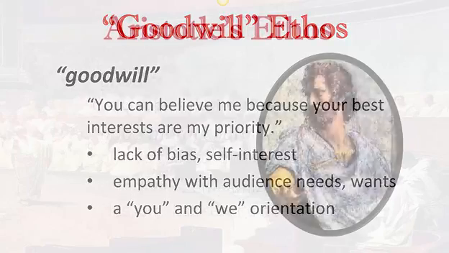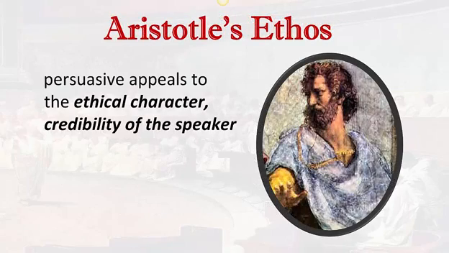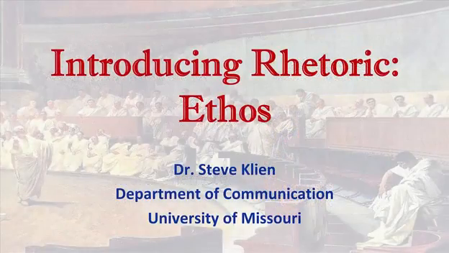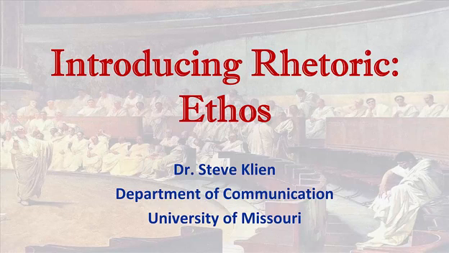So if we summarize Aristotle's ethos, we can understand it as persuasive appeals to the ethical character and credibility of the speaker. And in order to accomplish that, in order to get the audience to recognize that the speaker is credible, a speaker will engage in a variety of persuasive appeals in three major categories: good sense, good moral character, and goodwill.